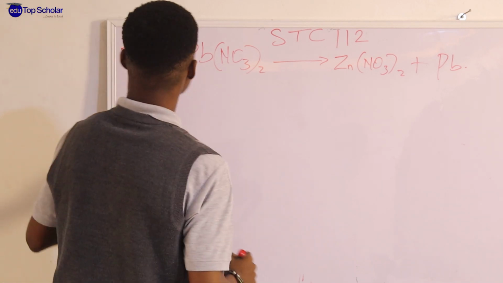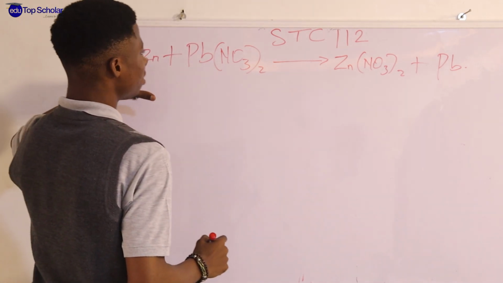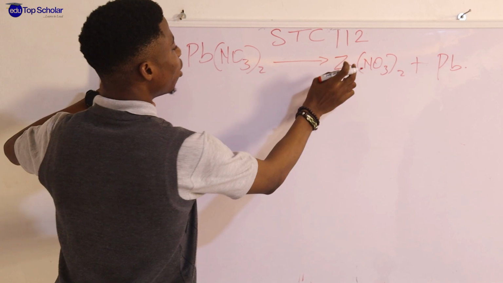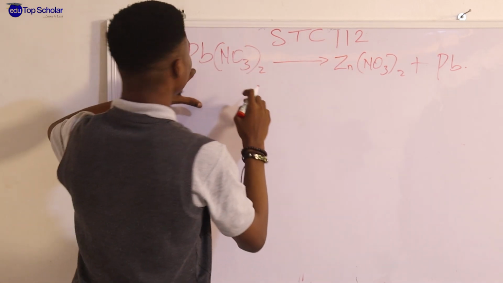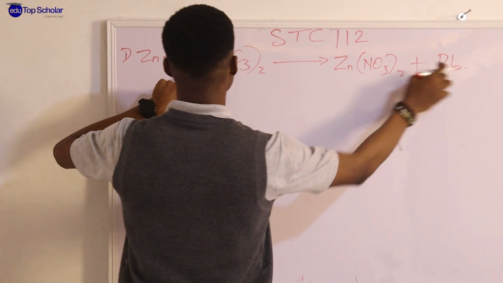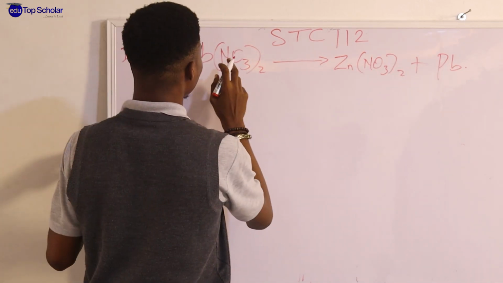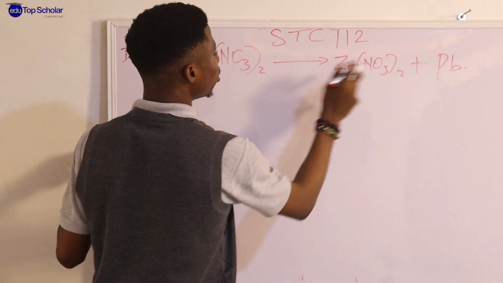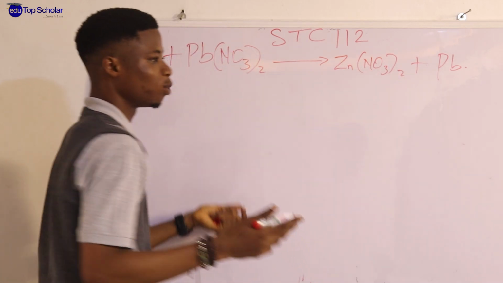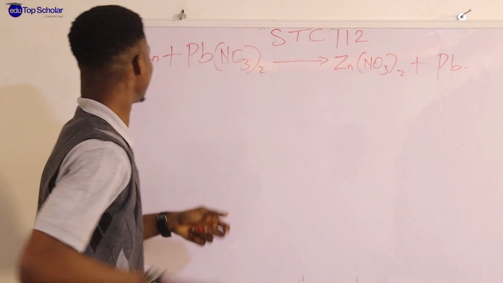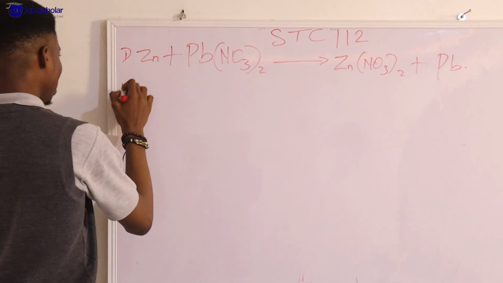So let's start. This is 1 mole of zinc. For lead, we have 1 mole of lead. We have 2 moles of nitrogen, and 6 moles of oxygen on each side. So it is balanced. No problem with that.